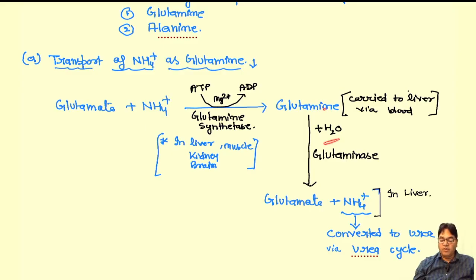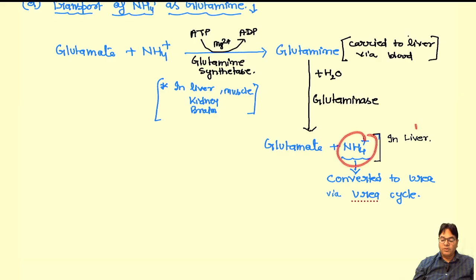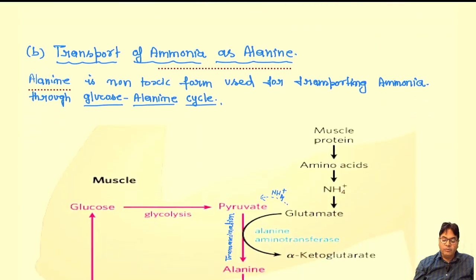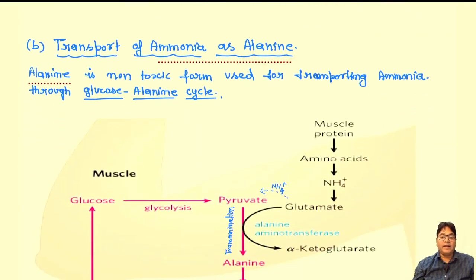This glutamine, along with water and glutaminase, in the liver is broken down into glutamate plus ammonia. This ammonia which is formed in the liver is converted to urea via the urea cycle. That is another cycle. We will not be discussing that urea cycle here. Alright. So this is the transport of ammonia as glutamine. Now another form of transportation of ammonia is as alanine. Alanine is a non-toxic form used in transporting ammonia through the glucose alanine cycle, and through this cycle the ammonia is converted into alanine.